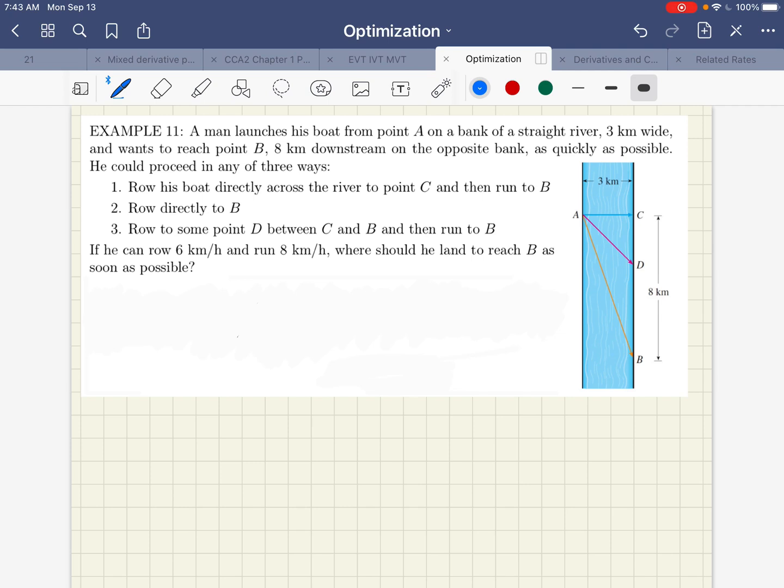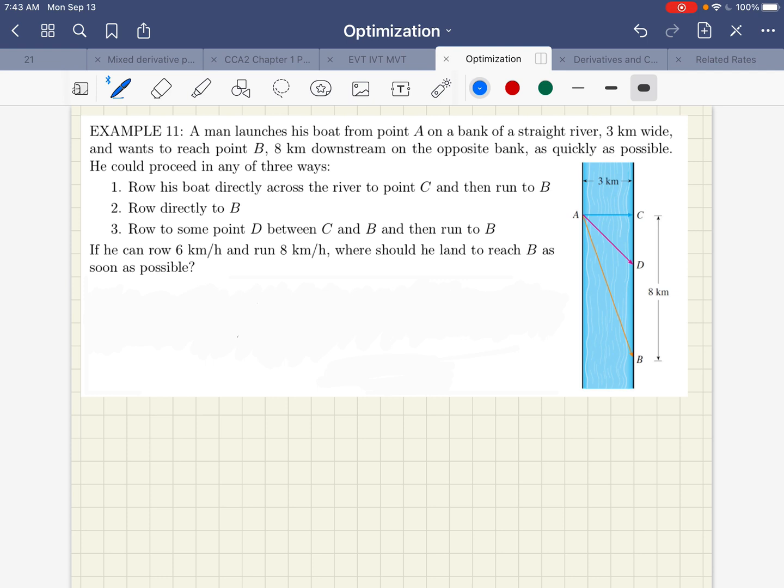Hello, we're going to do two optimization examples to help you out with reviewing this topic. The first example we're going to use is kind of a classic optimization problem. We have someone trying to cross a river and get from point A to point B.